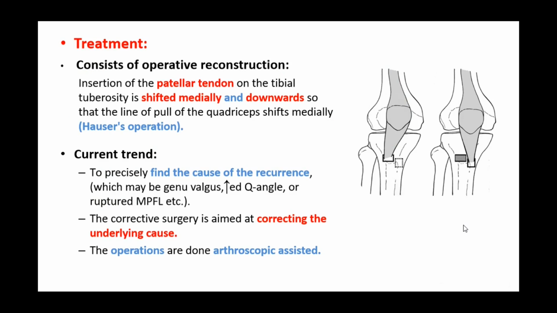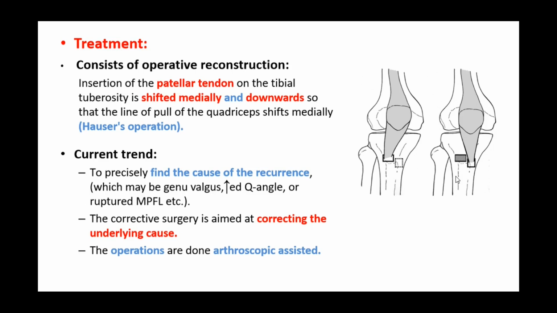So what is the treatment? Treatment consists of operative reconstruction. Now in this reconstruction, what happens? The insertion of the patellar tendon on the tibial tuberosity is shifted medially and downward. This is the original place and it will shift here, on the medial side and downward. So the line of pull of the quadriceps shifts medially. This will not allow the patella to dislocate laterally when there is a contraction of the quadriceps. This operation is known as Hauser's operation.